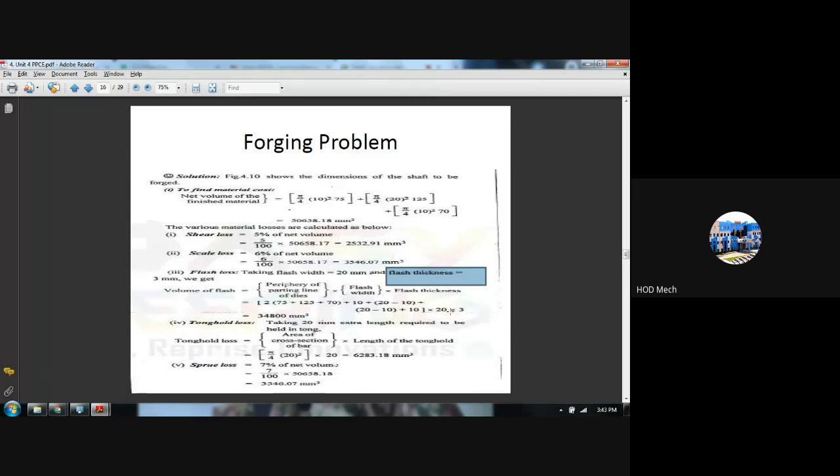So you have to write this. Whenever you are assuming a value, you have to write it in a statement. For example, for shear loss, write: assuming 5% of shear loss of the total net volume. Or at least write 5% of net volume. If you write it in the statement, that will give you a better appearance, a good appeal for the evaluator, because you are saying that shear loss is assumed and calculated as 5% of net volume.